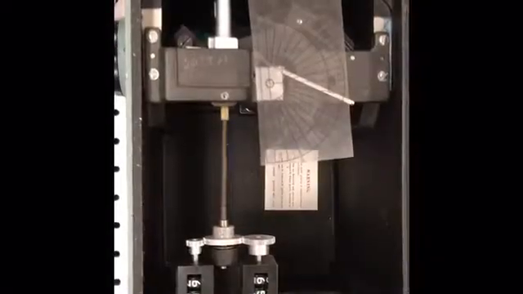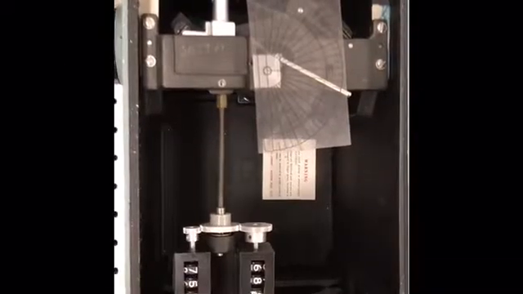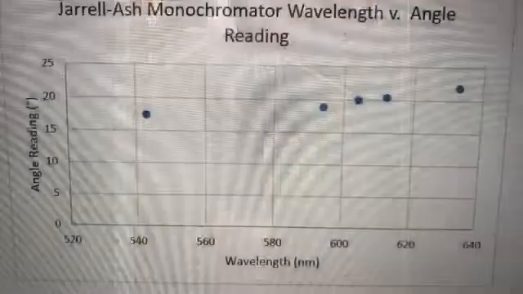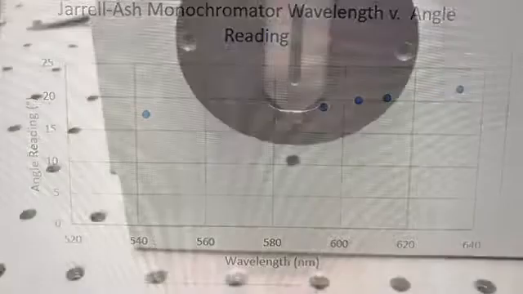Again, we used the tunable laser to determine at which angle the grating on the Czerny-Turner monochromator needed to be placed to determine the different wavelengths. Here we can see the plot of the wavelength versus angle reading, and curiously, the gratings seem to be much more sensitive than the prism.